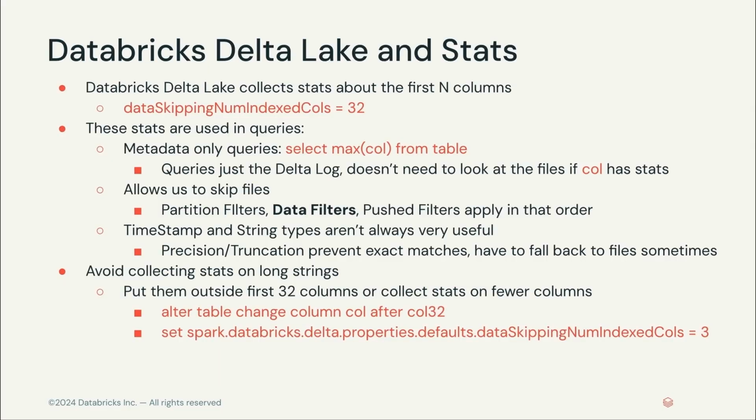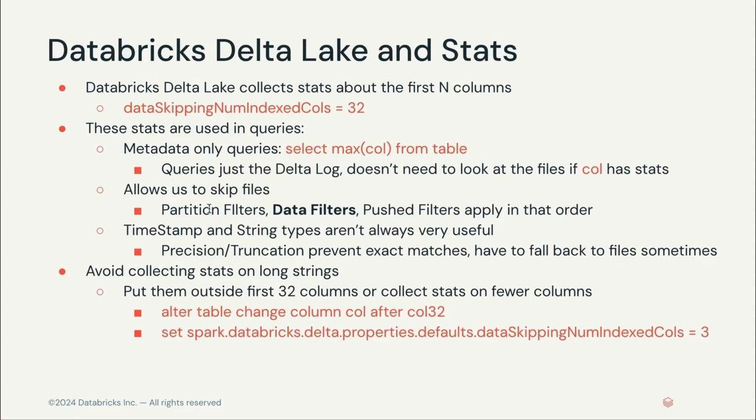Now keep in mind though that we need to collect those statistics. Now Databricks Delta Lake has specific statistics that are collected. The default is that the first 32 columns in a table are going to have statistics calculated for them. Now these statistics are going to be used in queries. Right? For example, if we're just doing a metadata only query, right? So if we just do select max with a specific column from our table, then we're just going to query the delta log. We don't even need to look in any of the files that contain that data as long as that column has those statistics calculated on it. This allows us to skip a huge number of files.